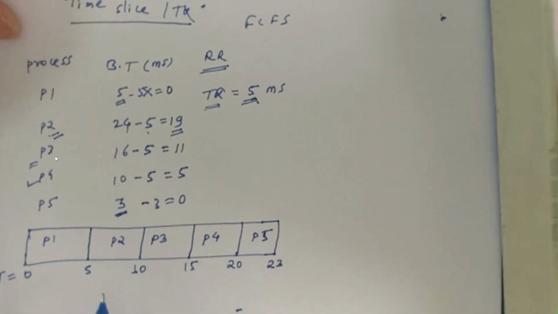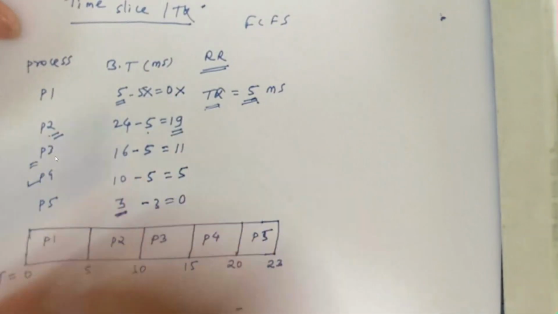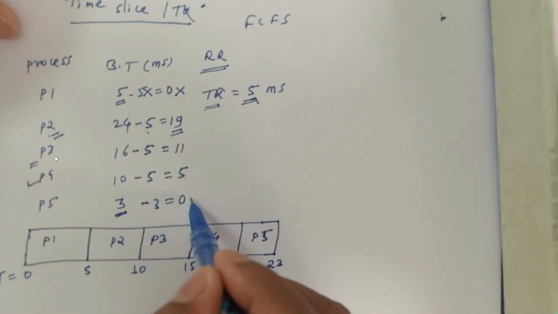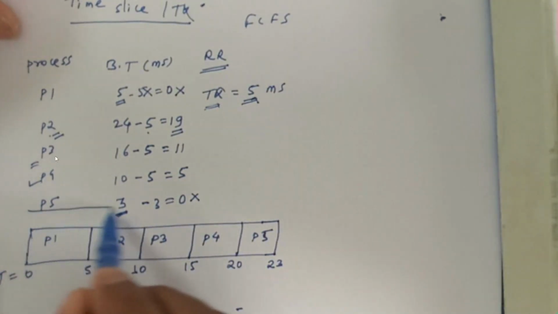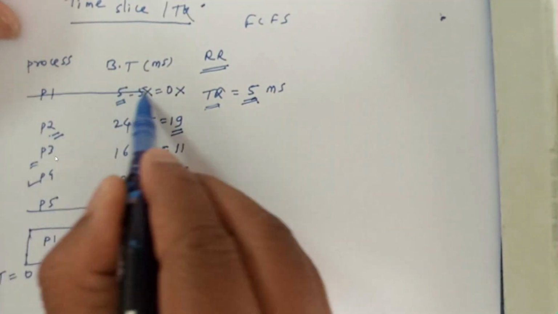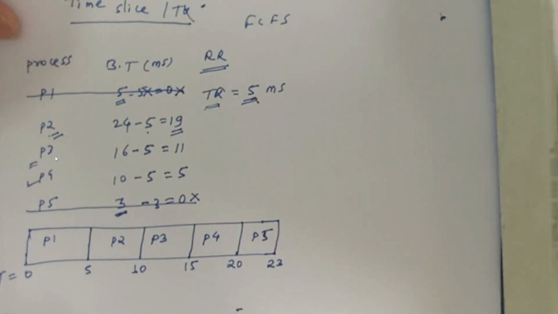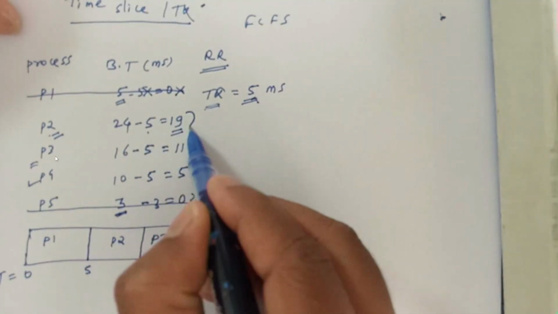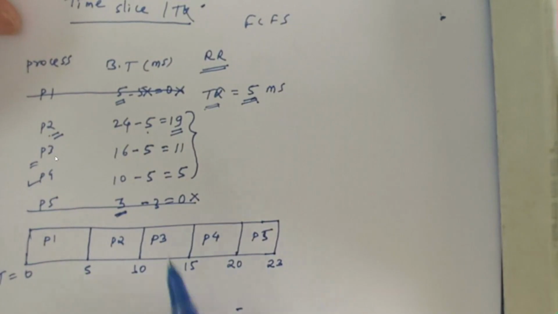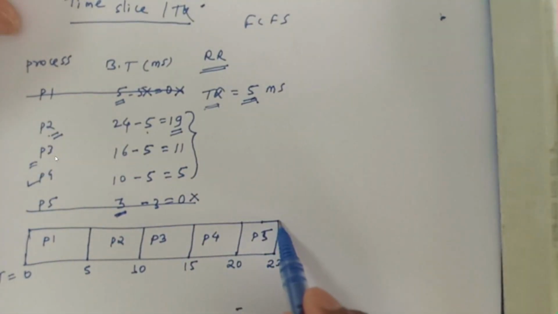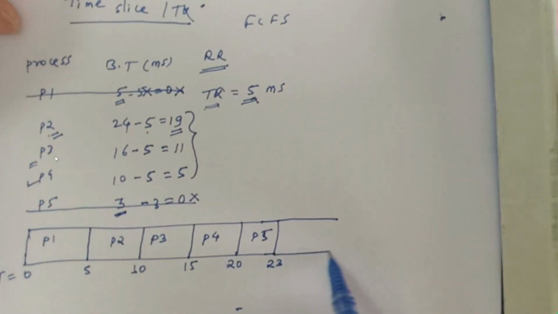That means now after the first cycle, process P1 has completed its execution and process P5 has also completed its execution. That means they are now out of the main memory. Now the ready queue has 3 processes, P2, P3 and P4, with remaining times 19, 11 and 5. So in the second cycle, process P2 will start.